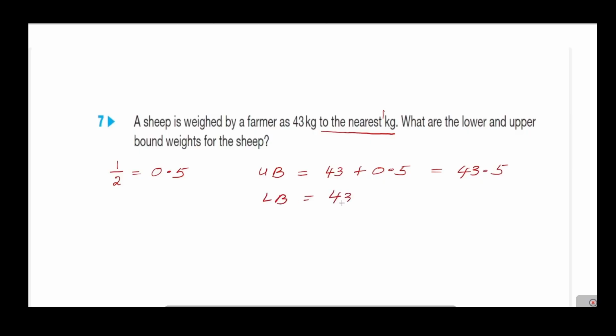Lower bound becomes 43 minus 0.5, which becomes 42.5. That's how we do it whenever we are getting questions under kilograms, kilometers, meters, centimeters. Remember, there is a 1 there, it won't be written. You should know that there is an invisible one. Then pick that one and divide it by 2, get the key point, and do the question.